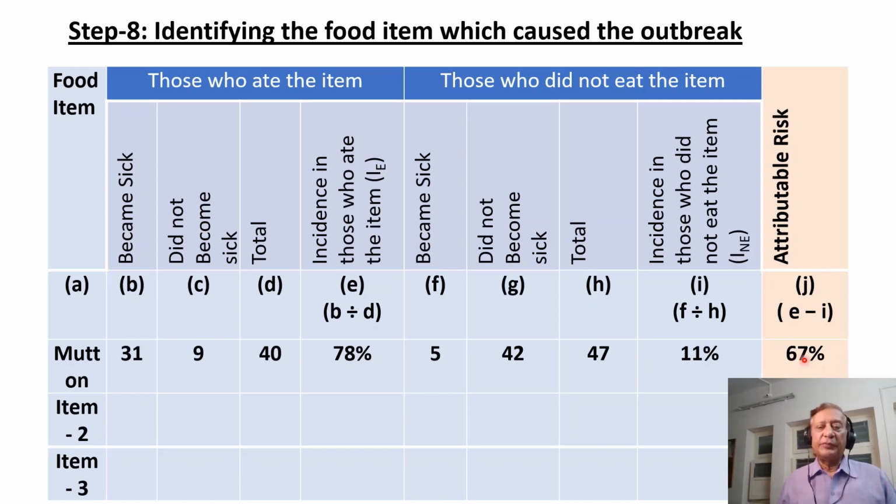Now, the next very important part is attributable risk. As far as attributable risk is concerned, we calculate it as the incidence among those who ate the item, and from this we subtract the incidence among those who did not eat the item. In other words, incidence among those who ate the item is E, and incidence among those who did not eat the item is cell I, and this is calculated as E minus I. So 78% minus 11%, that is 67%, is the attributable risk of falling sick, getting the disease in this episode due to eating mutton curry. Similarly, this data is filled up for each and every item which was eaten or taken during that meal, and then we proceed further.